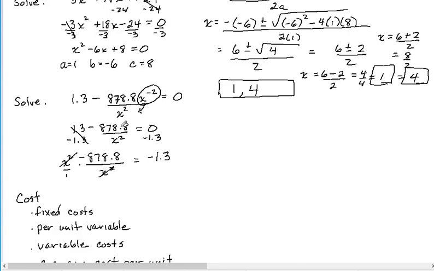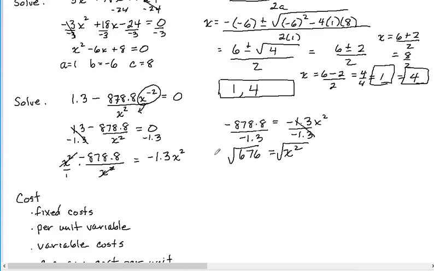That will cancel the x squared off from the left-hand side in the denominator, but then you have to multiply the right-hand side by x squared also. Now I've got negative 878.8 is negative 1.3 x squared. Continuing to solve for x squared, I'll divide both sides by negative 1.3, which gives me 676 for x squared, and then square root, square root. Okay, now when you take the square root of both sides, you are responsible for the positive square root and also the negative, so make sure that you put that in. Then x will be either positive or negative 26.